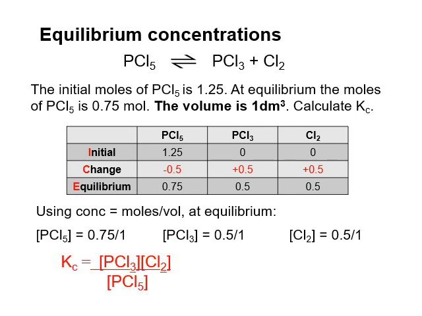So now if I look back at my Kc expression, I can see that I need to do PCl3 and Cl2 on the top and PCl5 on the bottom. So if I plug that calculation in, I will get a value of 0.33 as my Kc.